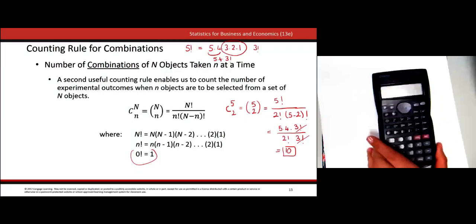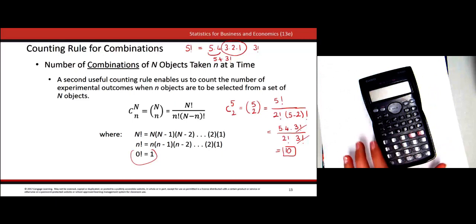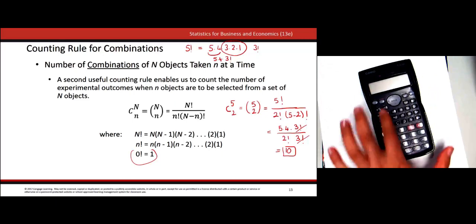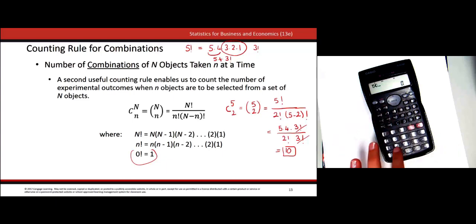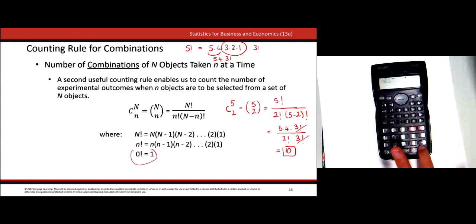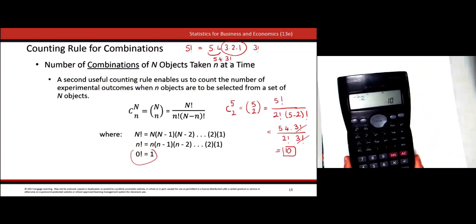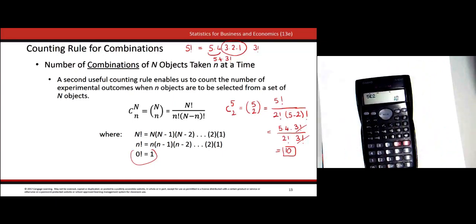Or if you have your calculator, you can use this nCr: 5 choose 2, which is 10.